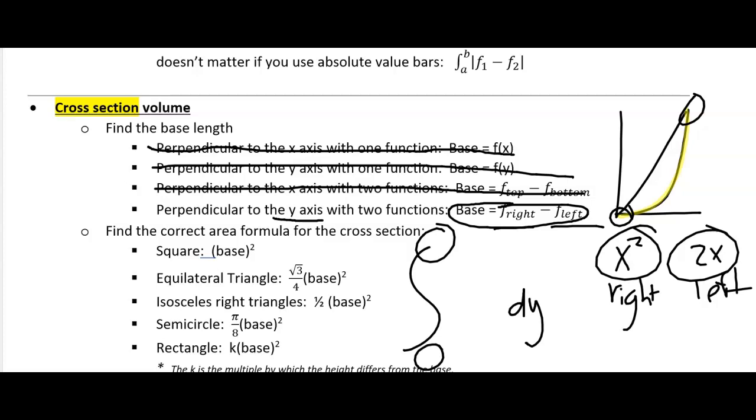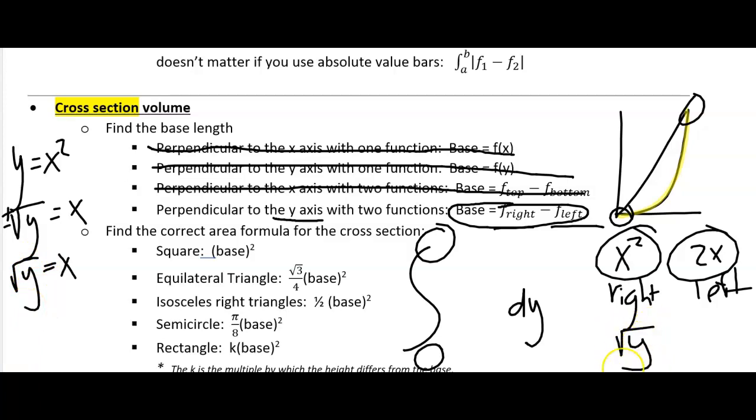So let's go ahead and start with the y equals x squared problem. Well, if I want to get the x by itself, I would square root both sides. And as you guys know, we get a plus and a minus. Since we're in the first quadrant, that's the right half of the graph, so I only care about the positive version of that. And so that is what the right function is going to be now. It's going to be square root of y.